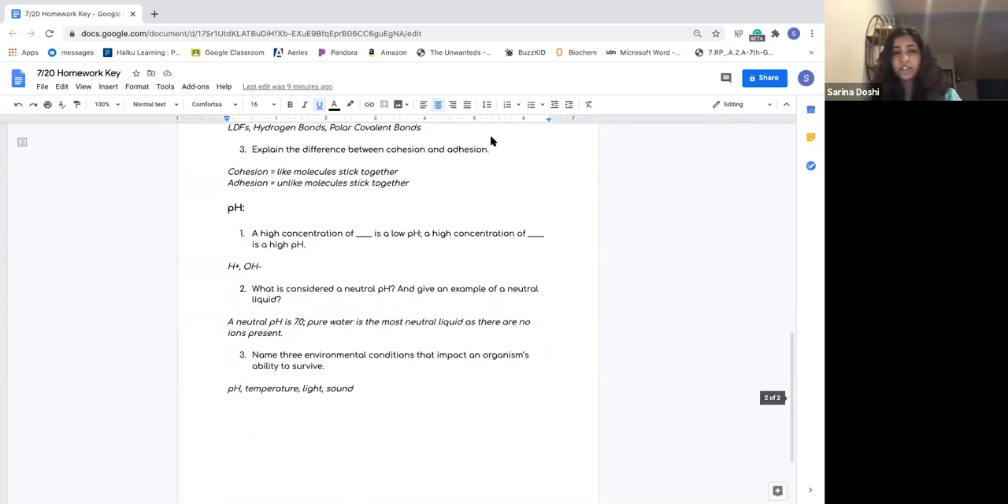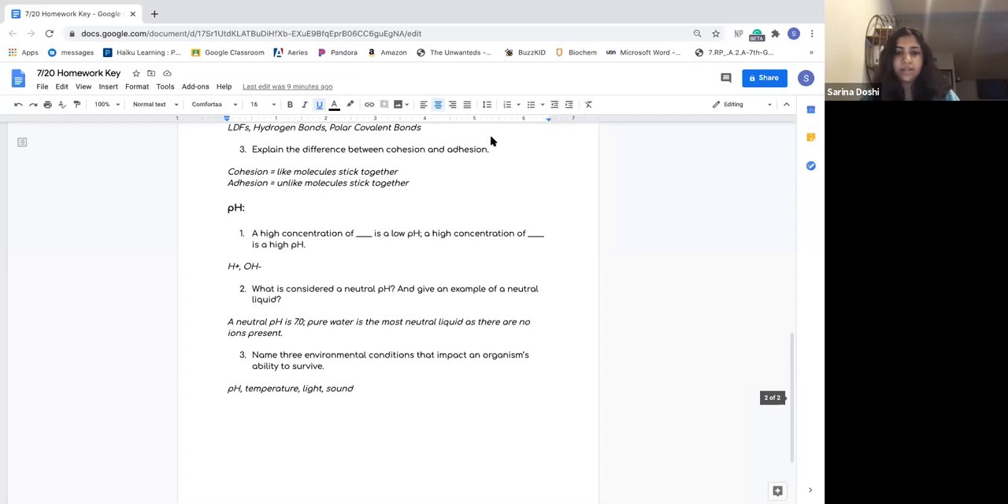And for pH, a high concentration of H+ ions is a low pH, and a high concentration of OH- ions is a high pH. That is because H+ ions make a substance acidic, whereas OH- ions make a substance basic. What is considered a neutral pH? And give an example. A neutral pH is 7.0. Pure water is the most neutral liquid because there are no extra ions present within water.